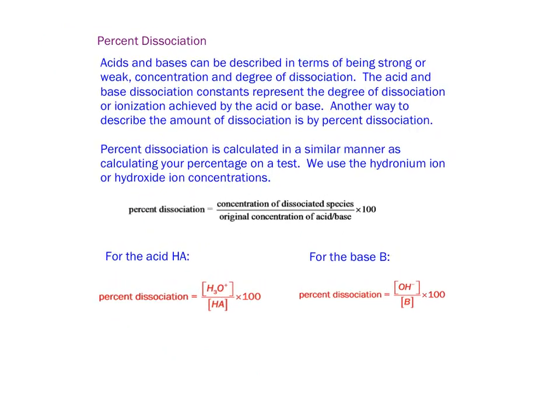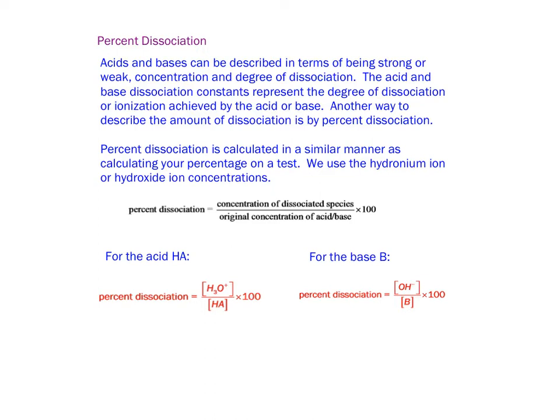Now we're going to talk about percent dissociation. Acids and bases can be described in terms of being strong or weak, concentration, and the degree of dissociation. The acid and base dissociation constants represent the degree of dissociation or ionization achieved by the acid or base. Another way to describe the amount of dissociation is by percent dissociation.